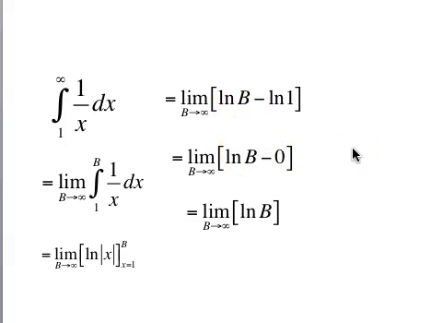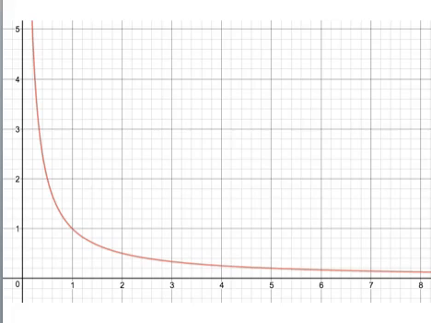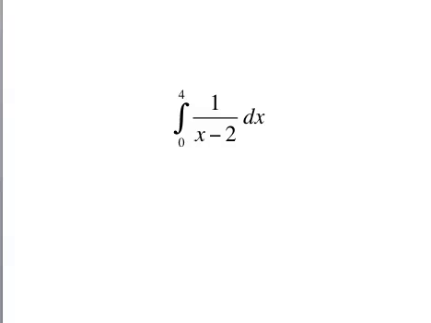Again, log 1 is 0, so we just have the limit as b goes to infinity of log b, which never stabilizes. That diverges. So the area under that curve is infinite. The area under the curve from 1 to infinity diverges. It keeps growing and growing, never stabilizes, essentially goes to infinity.